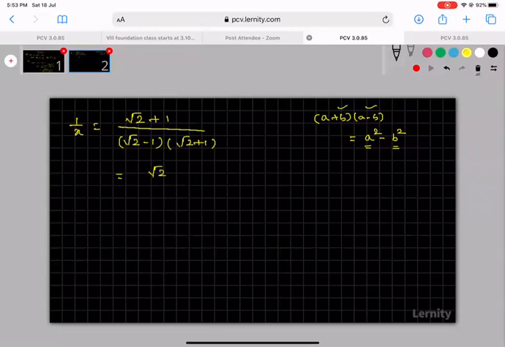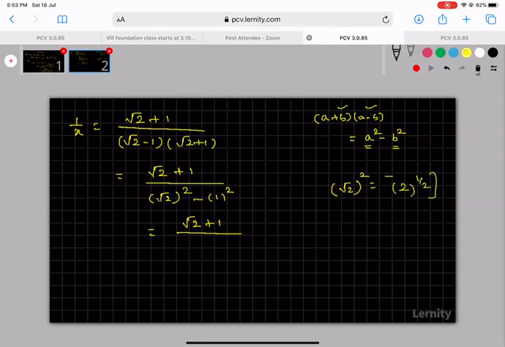So root 2 plus 1 divided by, here A is equal to root 2, the whole square, minus B is equal to 1, the whole square. So root 2 plus 1 divided by root 2 the whole square. What is the meaning? Root 2 the whole square, you can write root as power half, 2 power half, and then the whole square is there. So 2, 2 is cancelled. Root 2 the whole square means you will get 2. Then minus 1. So my final answer is root 2 plus 1 divided by 2 minus 1, which is 1. That is, 1 by x is equal to root 2 plus 1.